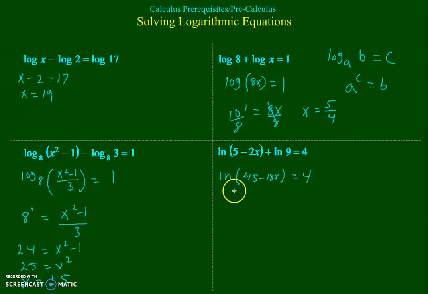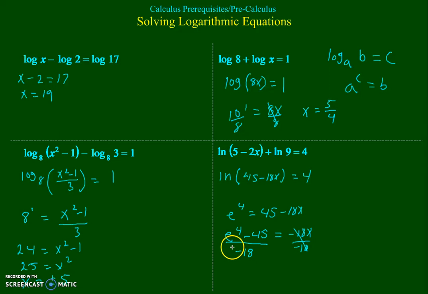And then we just take e to the 4, because ln is log to the base e, and so our base is e. So e to the 4, this is our exponent, equals 45 minus 18x. e to the 4 minus 45 equals negative 18x. Divide both sides by negative 18. x equals this guy over here.